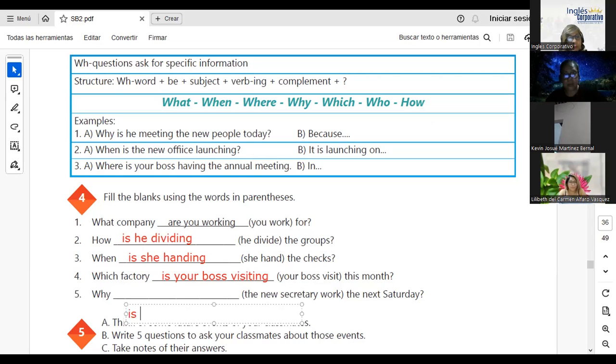Why is the new secretary working the next Saturday?